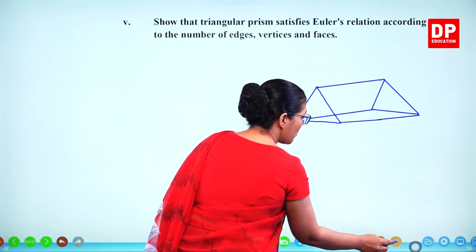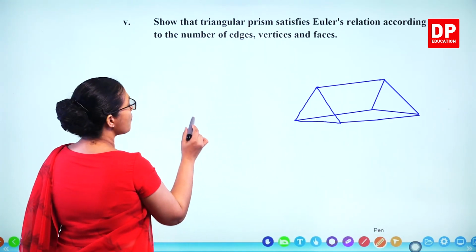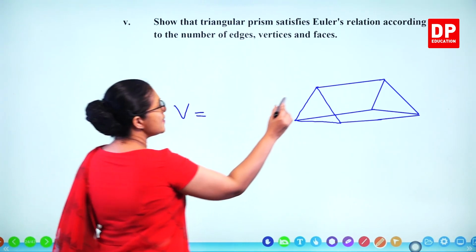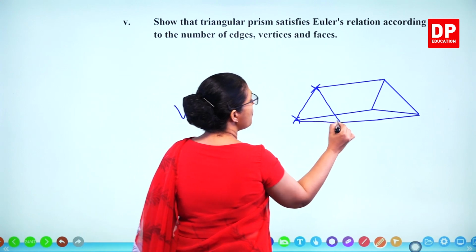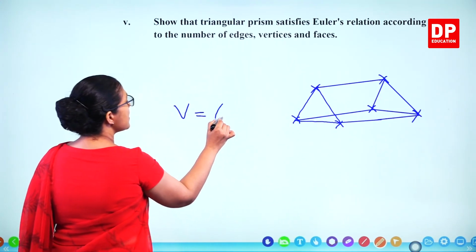So this is a triangular base prism. We'll count the faces. First we'll find out the vertices. It's easy. 1, 2, 3, 4, 5, 6. 6 vertices.